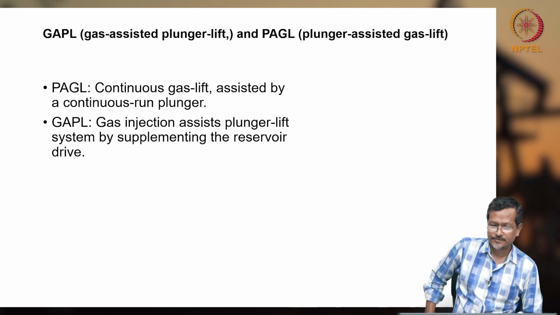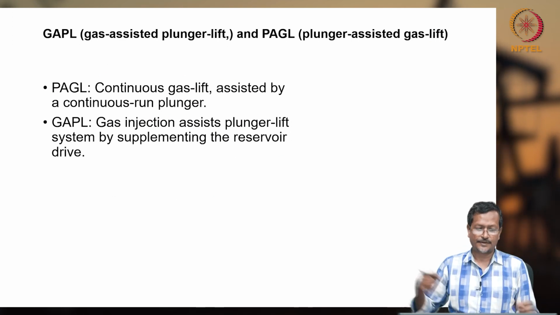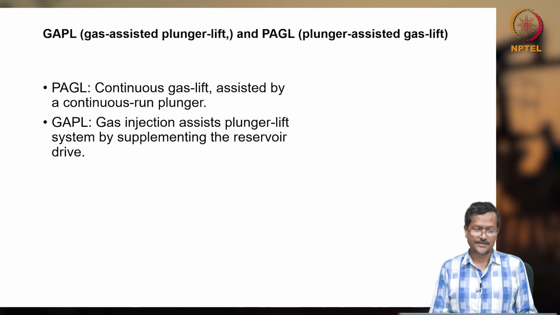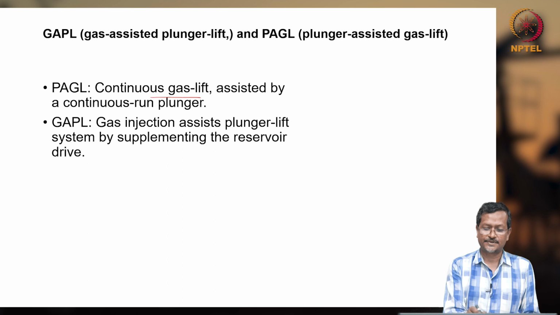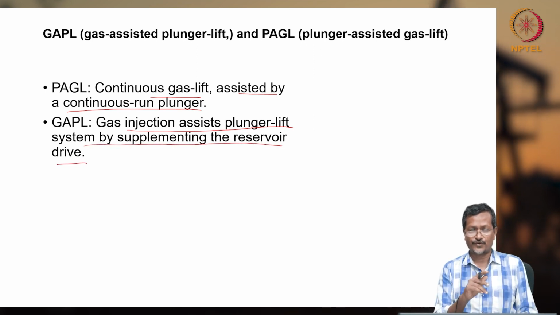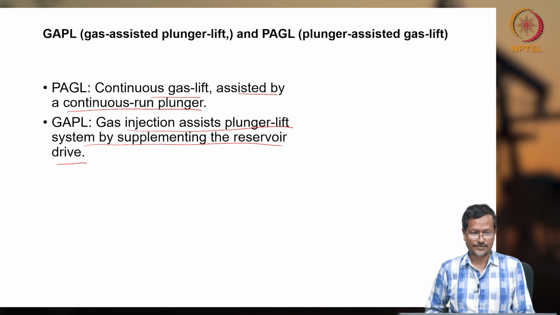GAPL and PAGL, these terms you should remember: gas assisted plunger lift and plunger assisted gas lift. PAGL is continuous gas lift assisted by a continuous run plunger. GAPL is a gas injection assisted plunger lift system, supplementing the reservoir drive. So, both are two different terms, so do not be confused.